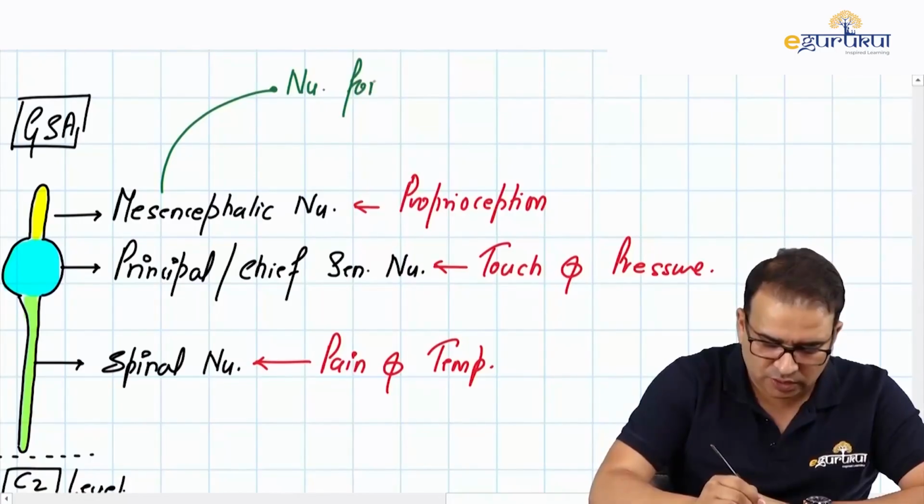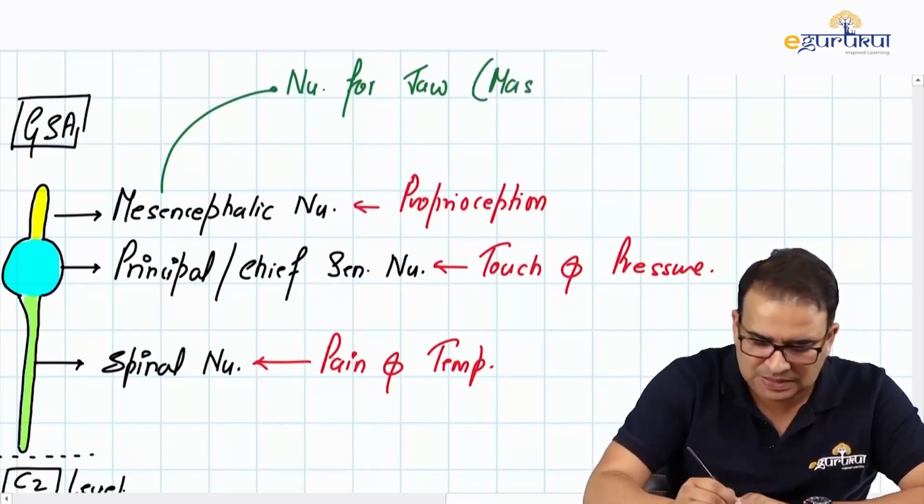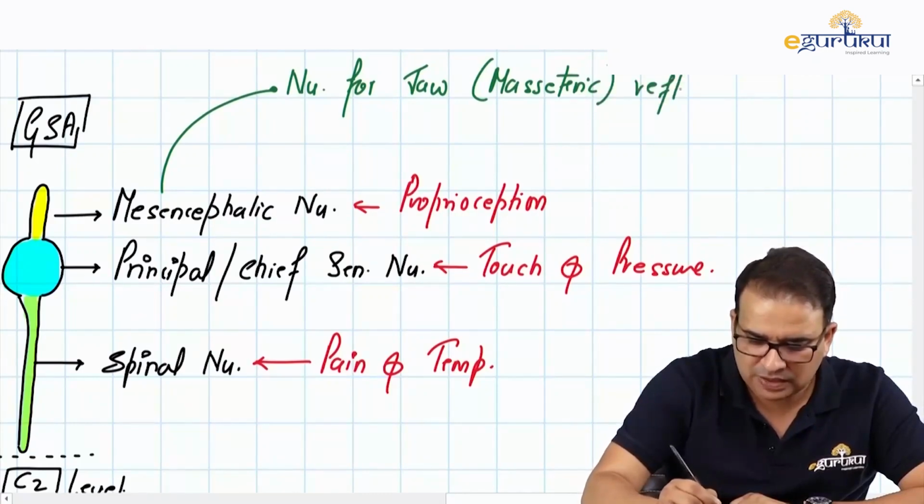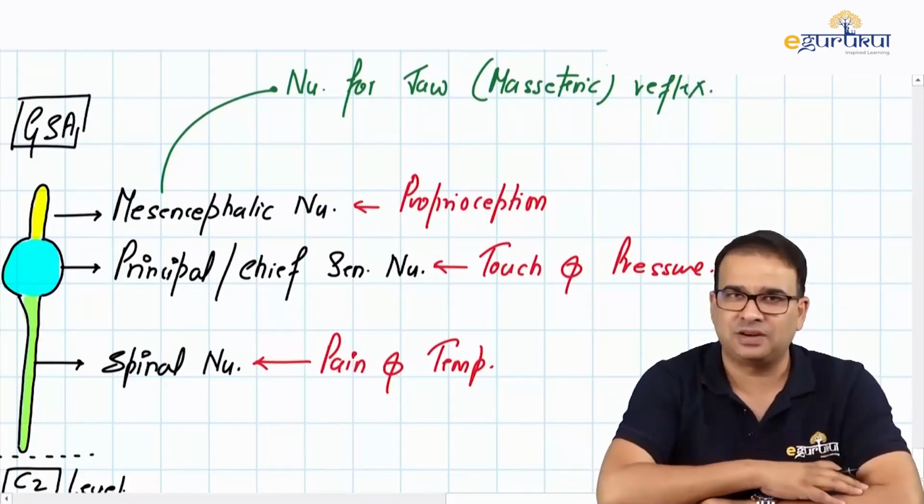And that's why please note that the mesencephalic nucleus is the nucleus for the jaw reflex, or you can say masseteric reflex, same thing. Jaw reflex or masseteric reflex. It's the nucleus for the jaw reflex or masseteric reflex.